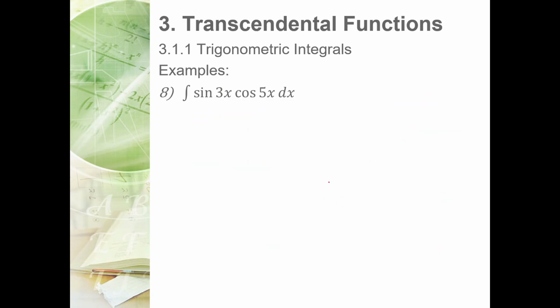Okay, so we have the final example. The integral of sine 3x cosine 5x dx. You might wonder why we have two different angles. Of course, that's the problem itself. So again, if you try u substitution, let's say you let u be 3x, sorry, so that will be sine 3x.